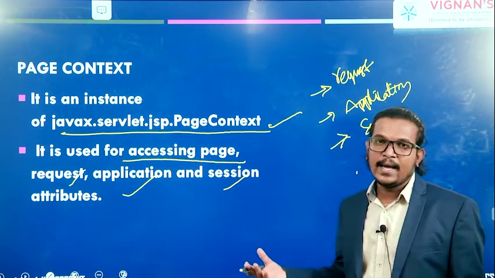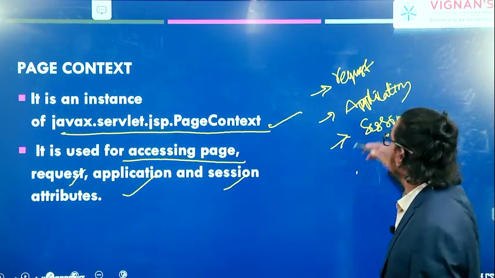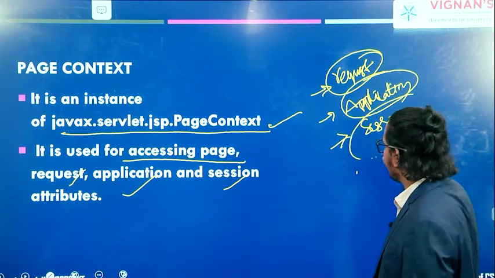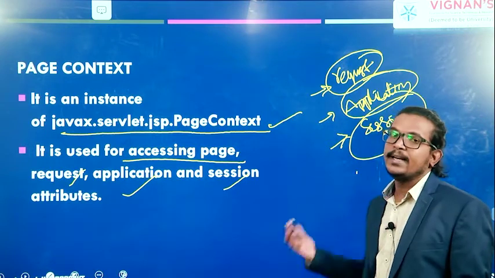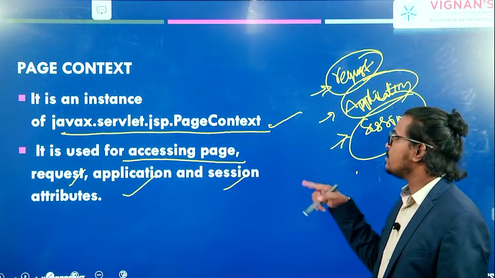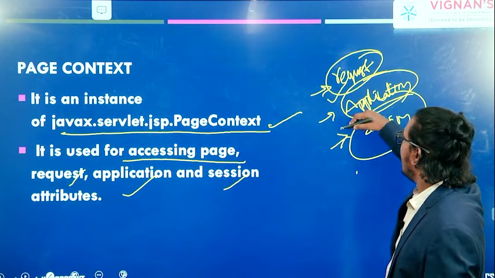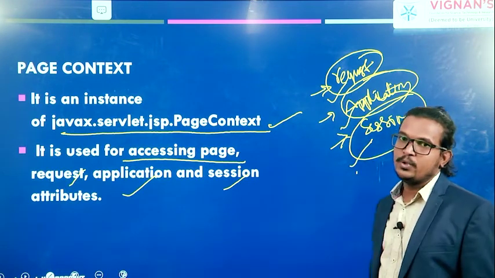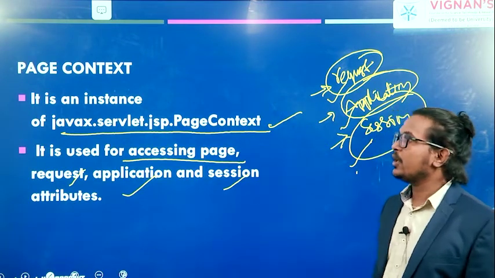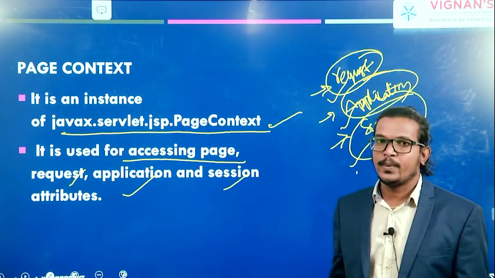To access this page context object, it will use the request object, the application object, and the session object, and it can access all of that information. With the help of this page context object, it is accessing the data of request, application and session attributes in that particular application. Or we can say that with the help of this page context, we can access the request information, application information and session information. Clear?